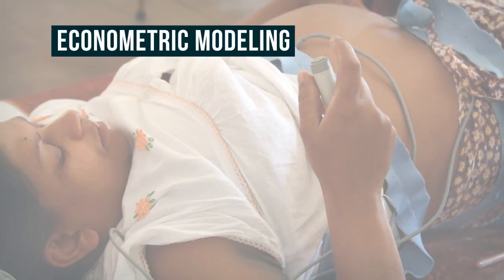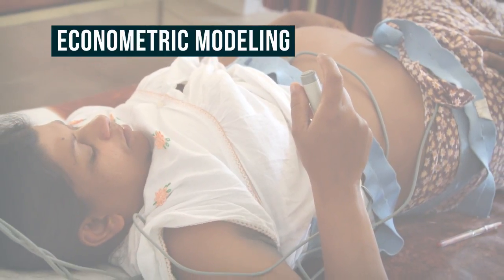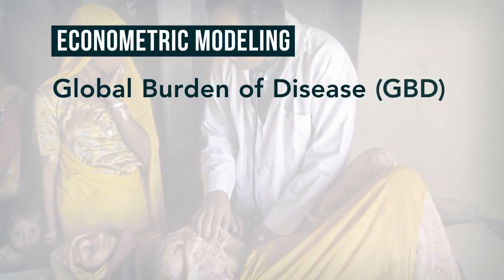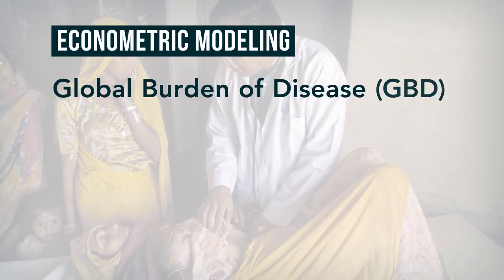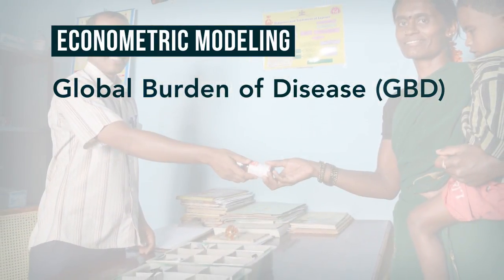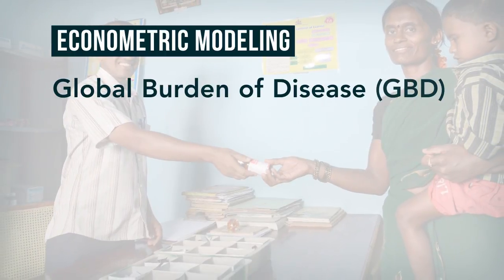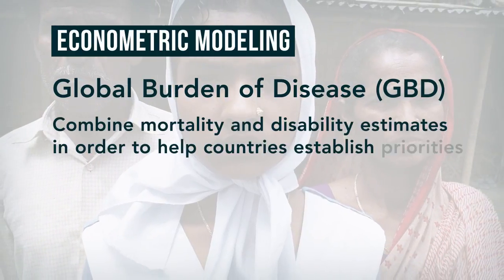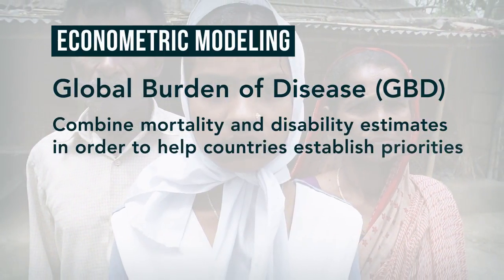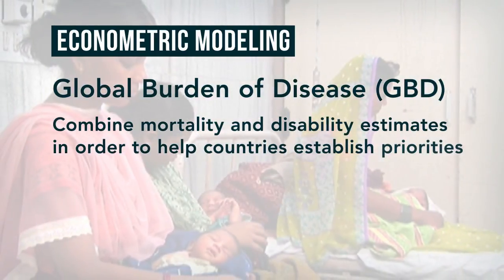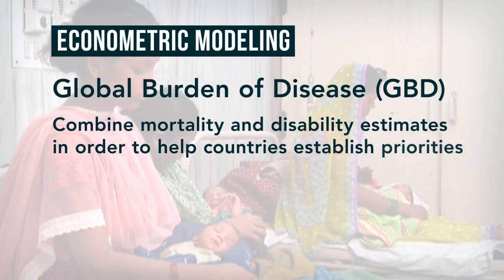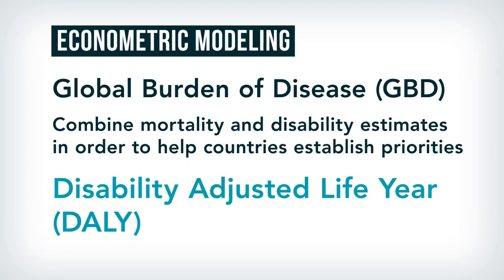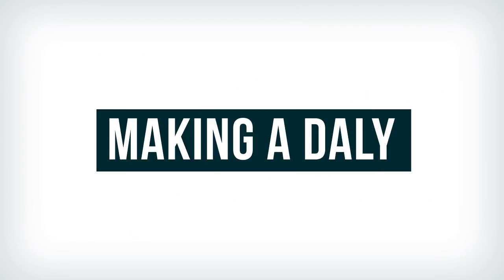The most widely cited global model in mortality is called the Global Burden of Disease, or GBD, which began in 1993, led by Dean Jamison when he was leading a World Bank report. The basic idea that Dean came up with at that time was to combine mortality and disability estimates in order to help countries establish priorities. This measure is called a Disability Adjusted Life Year, or DALY. How do you make a DALY?